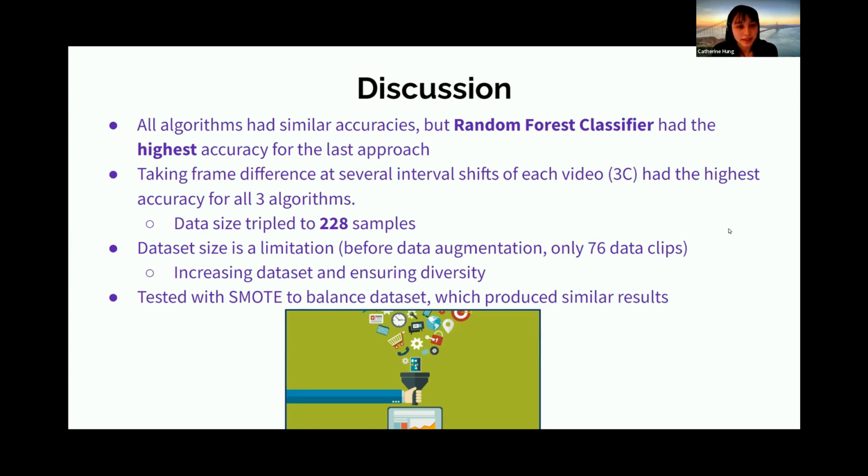There was a slight imbalance between the number of correct grand plies and incorrect grand plies. So I tested it with SMOTE, which is known as synthetic minority oversampling technique, which tries to create a balanced data set by replicating some of the, in this example, incorrect grand plies to make it fit with the number of correct grand plies. I found that doing this produced pretty similar results, and it also had the highest accuracy at the last approach with accuracies of over 90%.